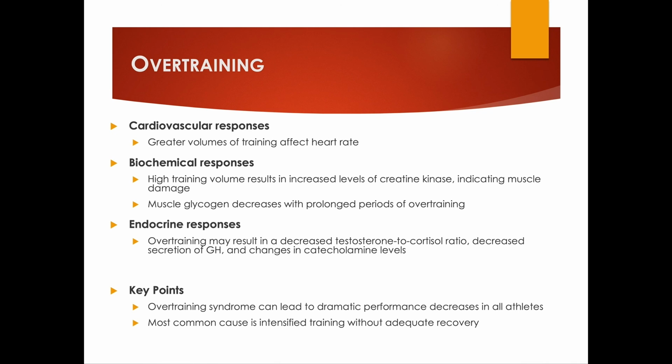And you see a greater loss of muscle glycogen with prolonged periods of overtraining. With the endocrine response, there's a decreased testosterone to cortisol ratio, decreased secretion of growth hormone, and changes in catecholamine levels. The changes in catecholamine levels go back to the first one, heart rate, because catecholamines stimulate heart rate. So if you see a higher than normal heart rate and also decreased muscle glycogen, those are all signals that there's something out of whack with the endocrine response.